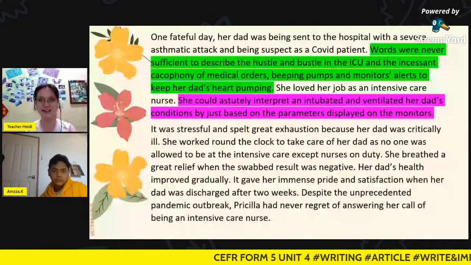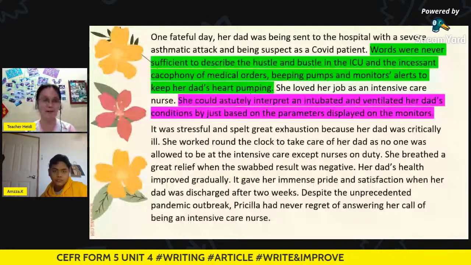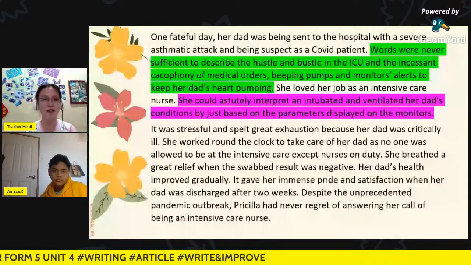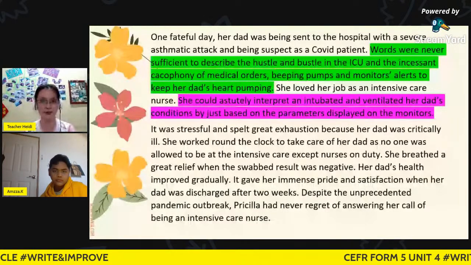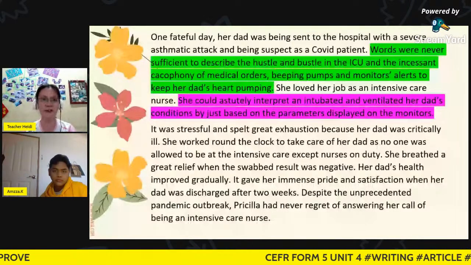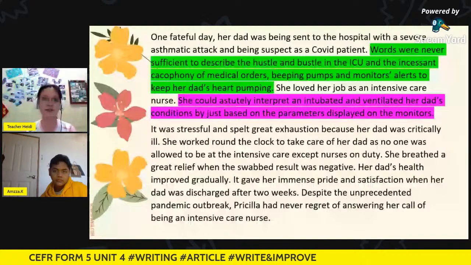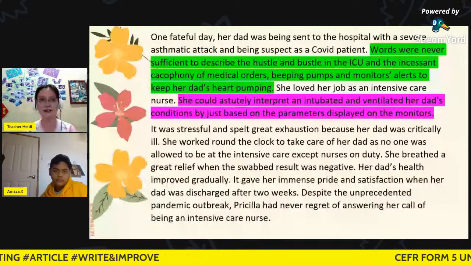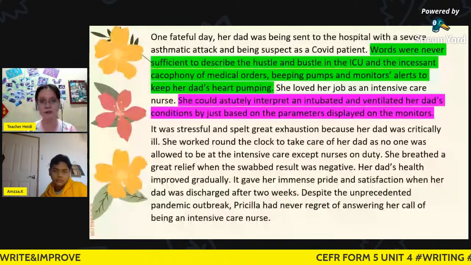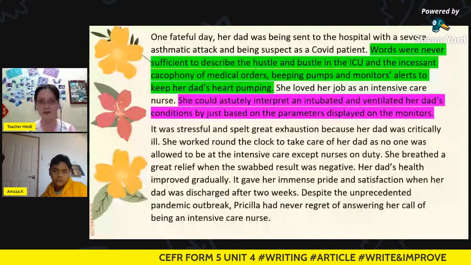So look at this one. This is the complex idea that I'm trying to put in. I read to you. One fateful day, her dad was being sent to the hospital with a severe asthmatic attack and being suspected as a COVID patient. Words were never sufficient to describe the hustle and bustle in the ICU and the incessant cacophony of medical orders, beeping pumps and monitors alert to keep her dad's heart pumping.